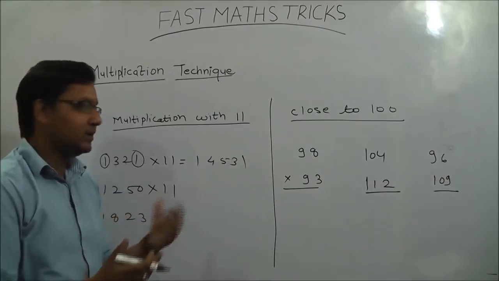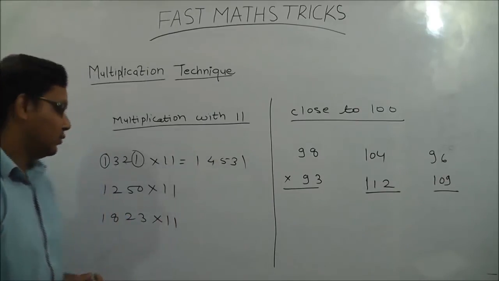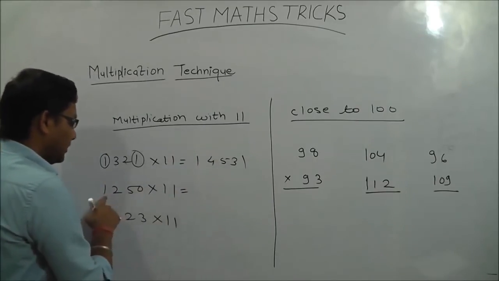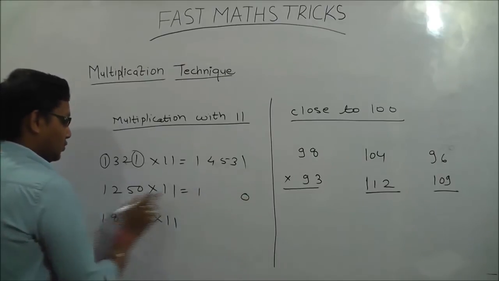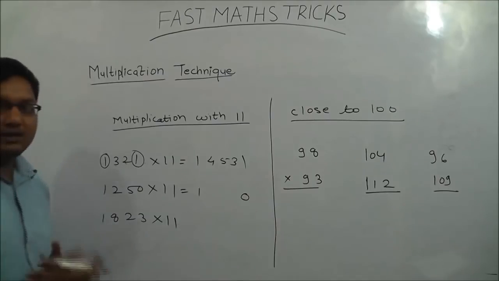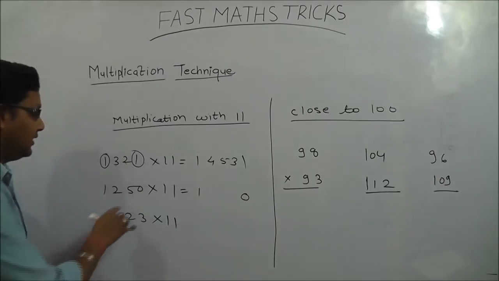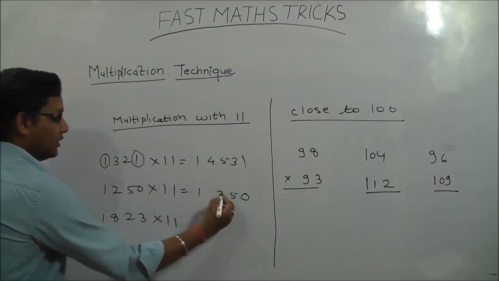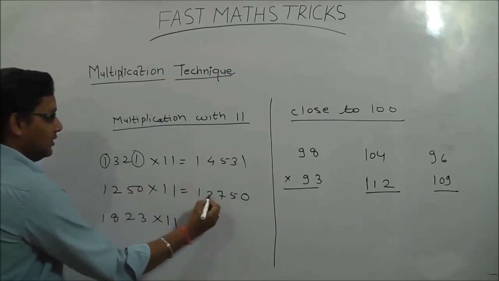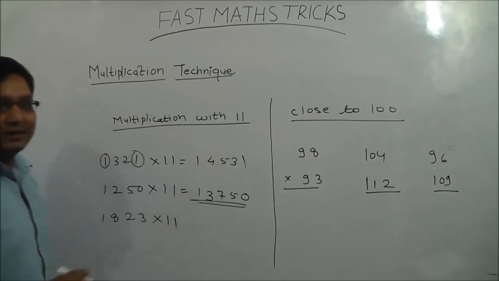If there are 5 numbers, 4 digits will come in between. Suppose let's see the next example, 1250. So let's put the last number. There are 4 digits, so three numbers will come in between. That is 0 plus 5, 5; 5 plus 2, 7; 2 plus 1, 3. So this will be your answer.